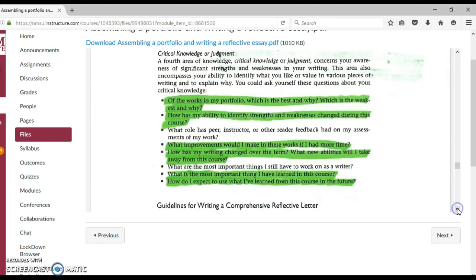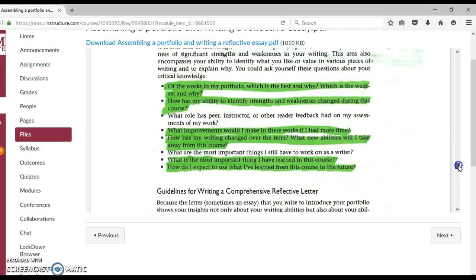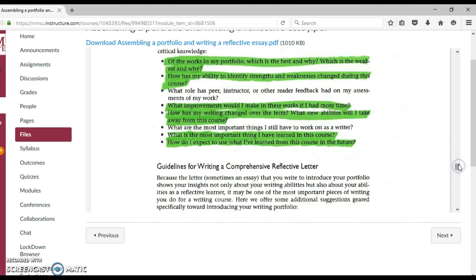And of course, also include critical knowledge. Basically, what this means is that you should be able to identify your strengths and weaknesses. So again, I highlighted some questions that I think would be very beneficial to include in your portfolio. Like I said before, you do not have to answer every single question, but these are there to help you think about what information to put in your portfolio.